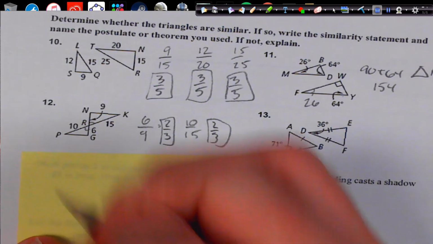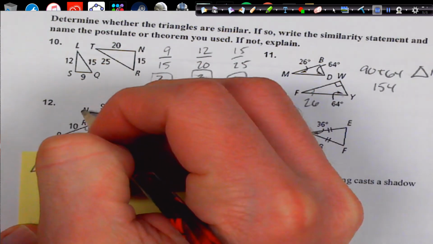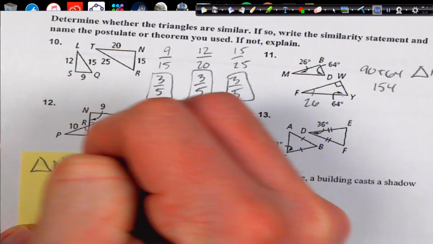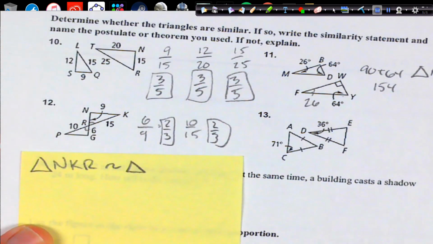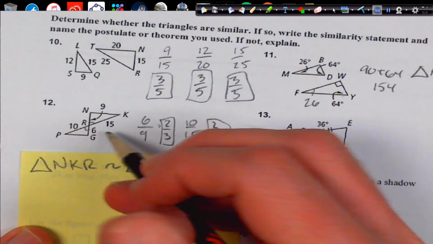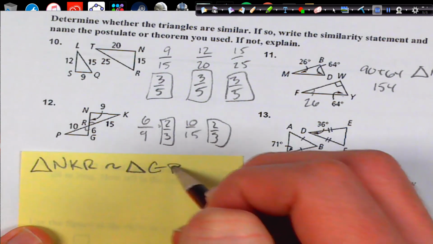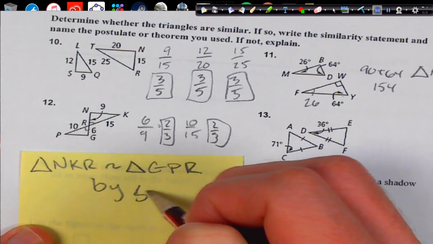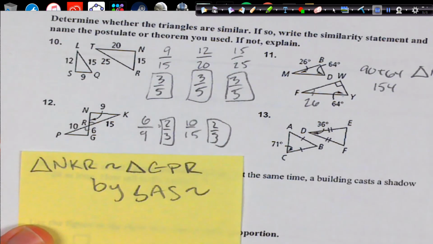So let's write this one in. Triangle NKR is similar to triangle. Again, the first one doesn't matter how you set it up. I started with N, which had the short side, so we'll go GPR, and this is by side, angle, side similarity.